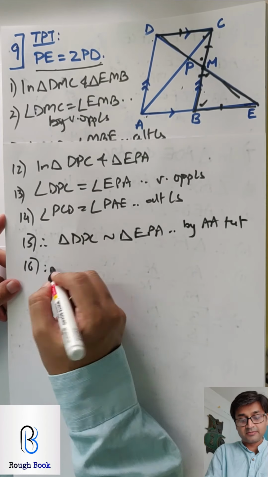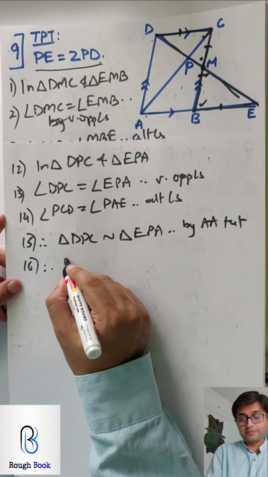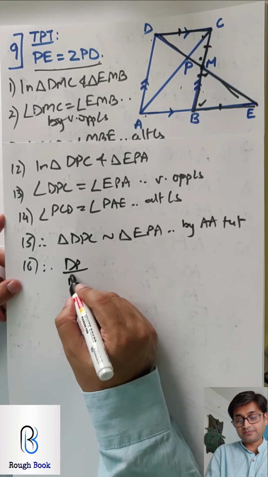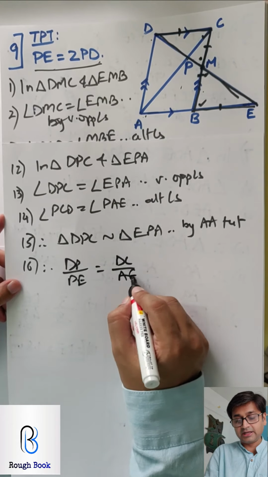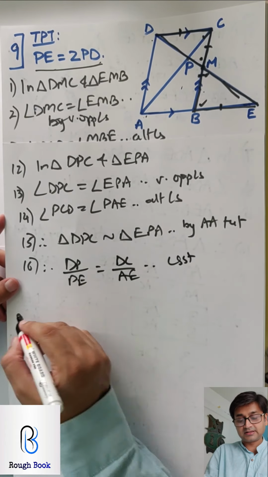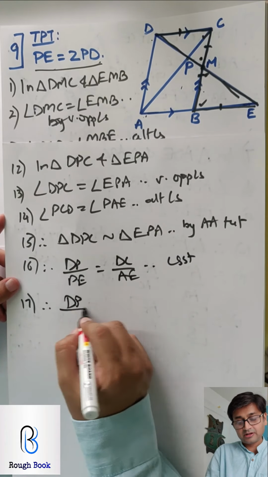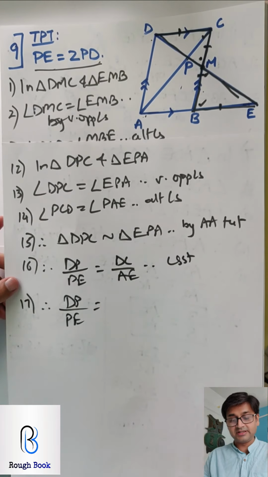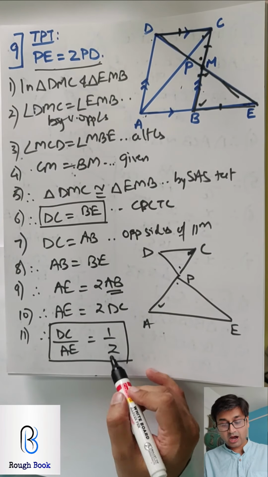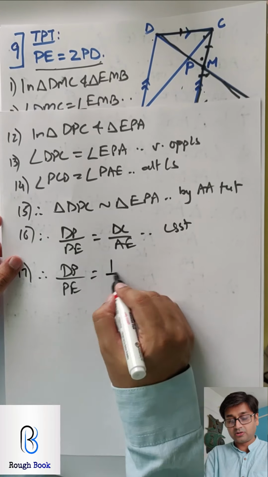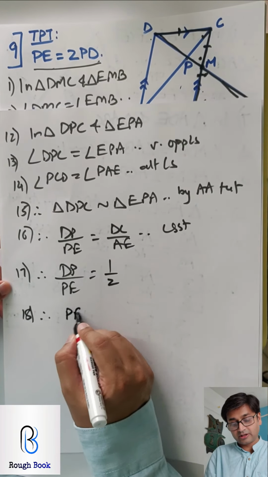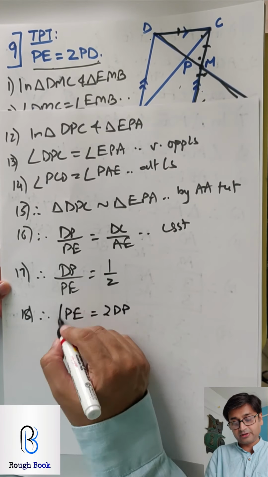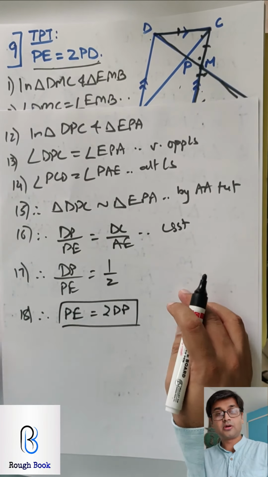Since the triangles are similar, therefore DP upon PE, first and second, equals DC, first and last, upon AE, CSST. You are almost there. So DP upon PE, what is DC upon AE? Half. So right over here also half. Cross it, and therefore you can say PE is double of DP. There you go. Got it?